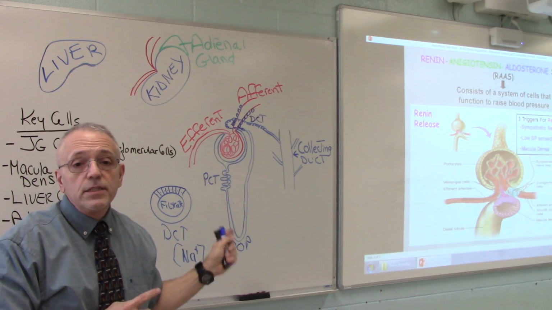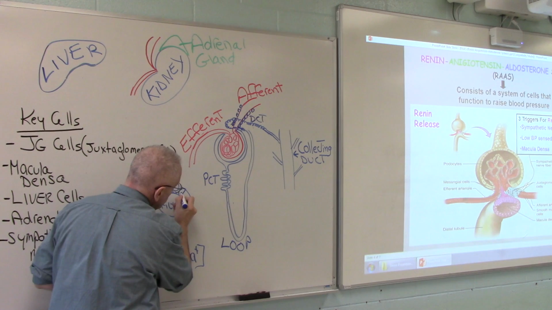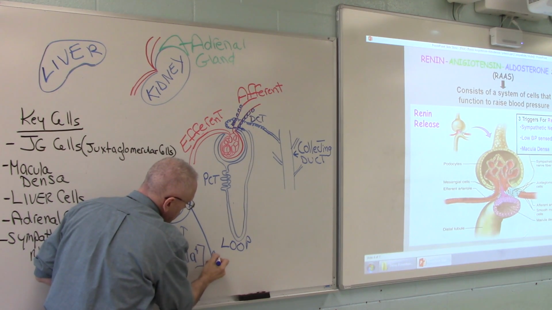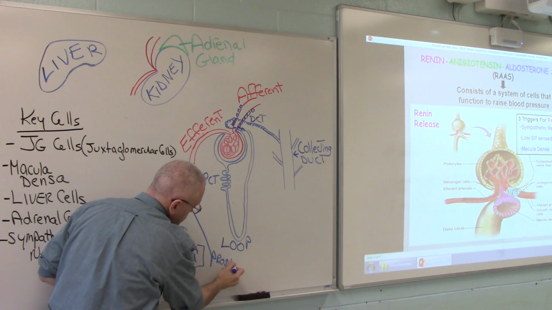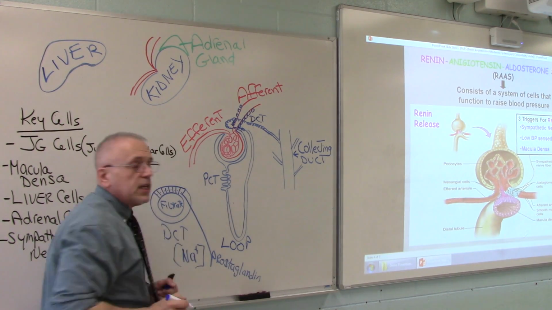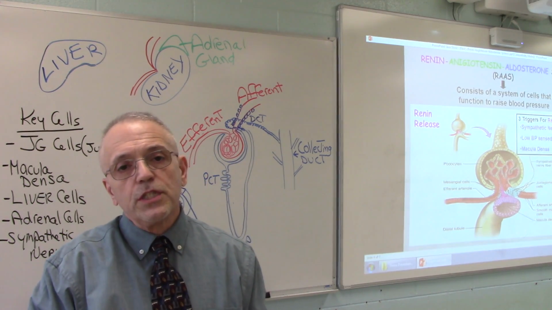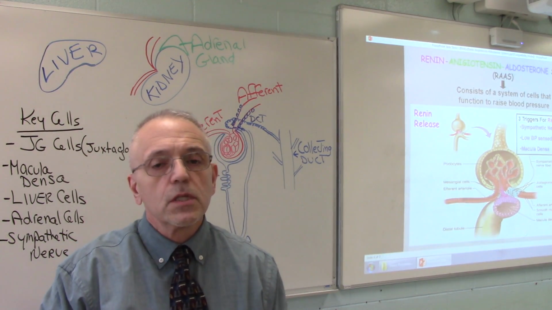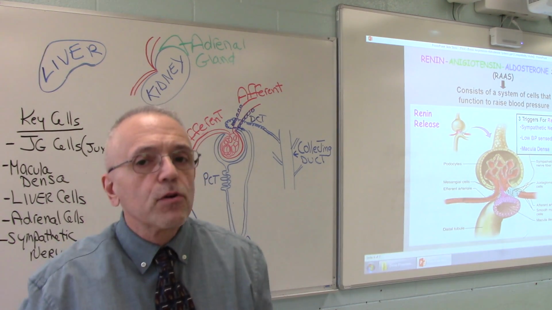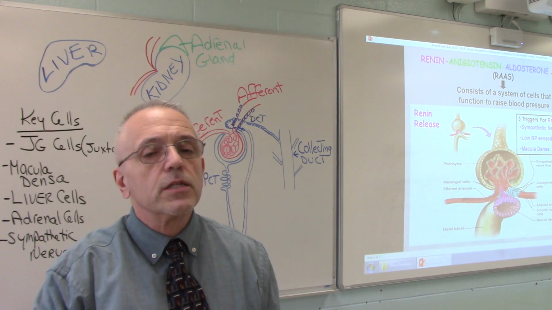That stimulates these macula densa cells to secrete a substance that is classified as a prostaglandin. A prostaglandin is a group of hormones. These are locally acting hormones. Sometimes they're referred to as paracrine hormones because paracrine refers to a hormone that acts on nearby cells.